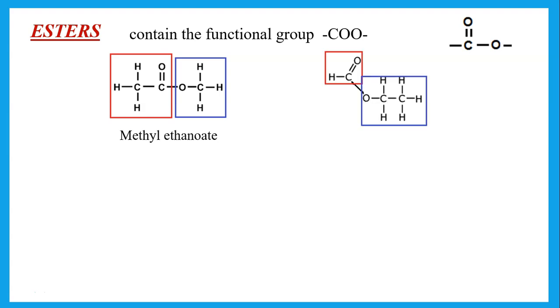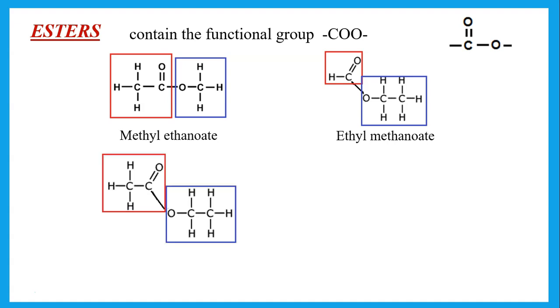What about this one? Where is the acid and where is the alcohol? The acid is the one on the left with 1 carbon. The alcohol has 2 carbons. We start with the name of the alcohol. 2 carbons is ethyl. The acid had 1 carbon, that is methanoate.